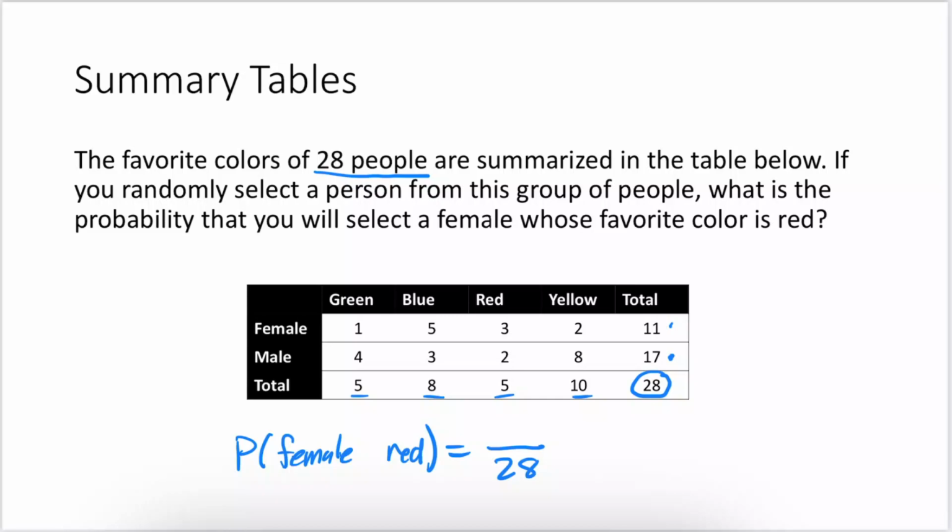And the number of females whose favorite color is red is 3. And so the probability of choosing a female whose favorite color is red is going to be the number of favorable outcomes, which is 3 out of 28. And if I divide 3 by 28, that will give me the decimal 0.10714, etc., which means that the probability of choosing a female whose favorite color is red is about 10%. Or maybe 11% if you rounded it up. So that's how you would pull the information from a summary table like this.